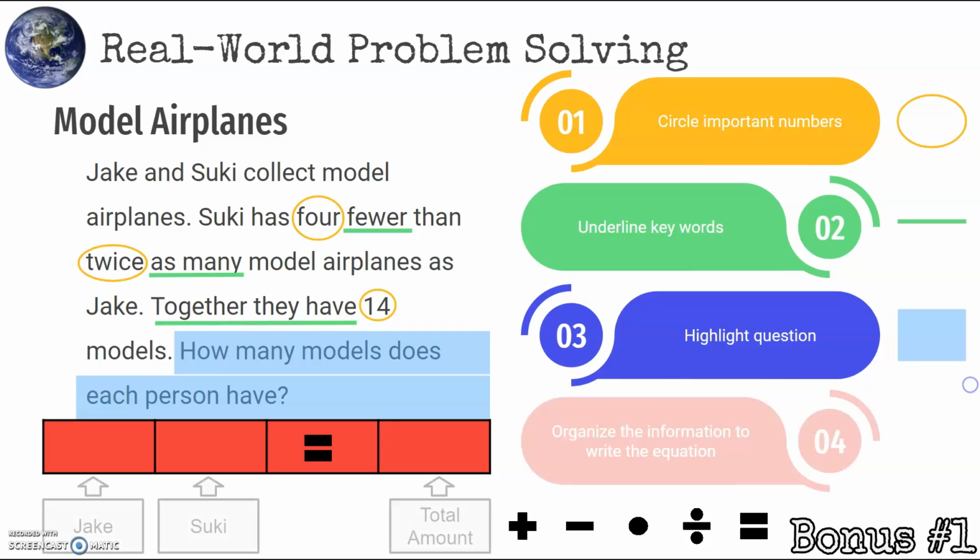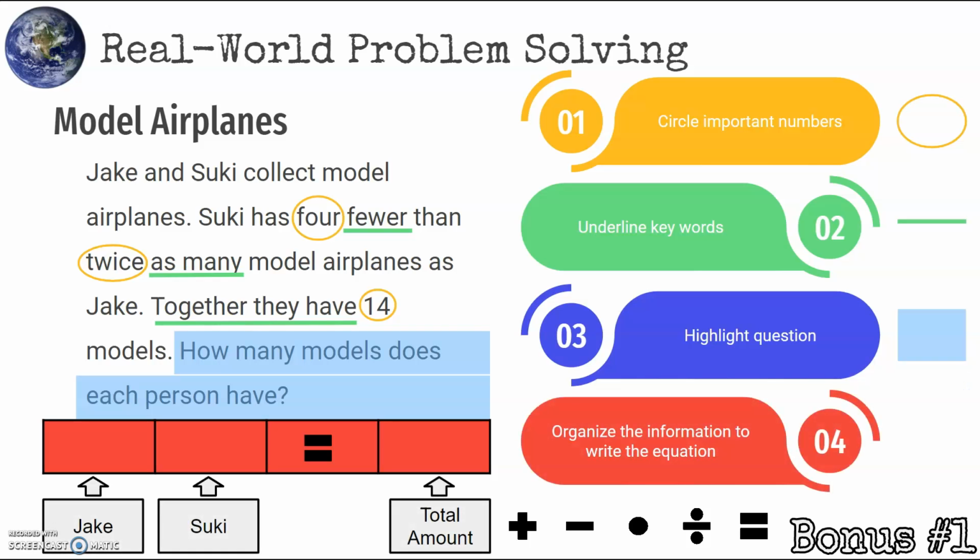Okay, so now I'm going to set up and organize my information a little bit differently than what I've been doing the last couple times. I have Jake, I have Suki, and I have my total amount. Jake, I don't know how many, oops, I'm sorry. Let's go through the total amount. I'm getting ahead of myself. I apologize. Let's pull it back.